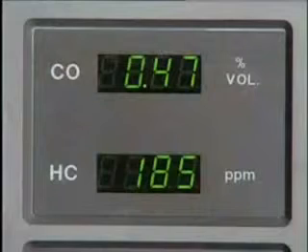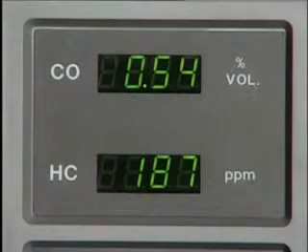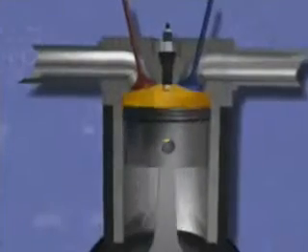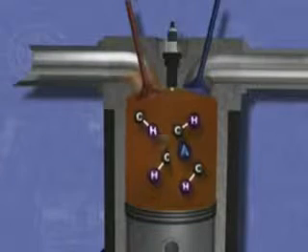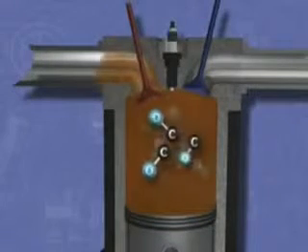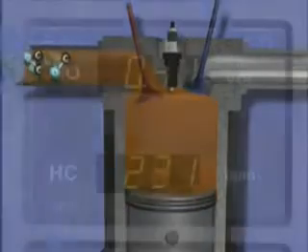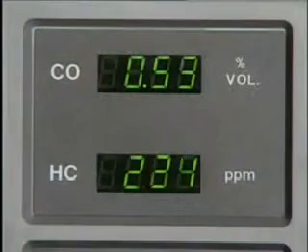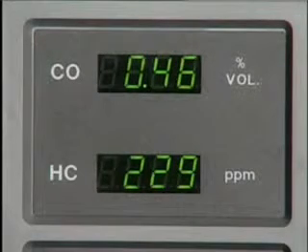Carbon monoxide, or CO, is another toxic substance that must be controlled. CO is produced when there is insufficient oxygen available to completely burn the fuel. Under this condition, each carbon atom is joined by only one oxygen atom. CO can only be produced through combustion and is always the product of a rich mixture.